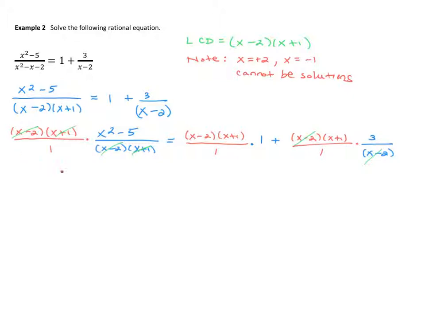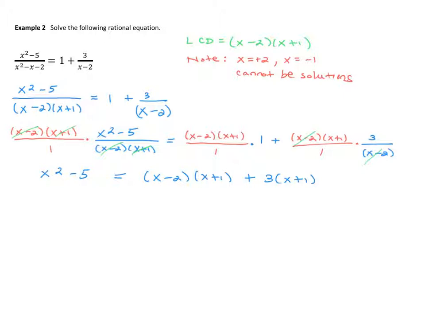From this very first product, it's just x squared minus 5. Everything else is just 1. So we have x squared minus 5. Okay, this is equal to, over here, I just have x minus 2 times x plus 1. And then here, I have 3 times x plus 1.